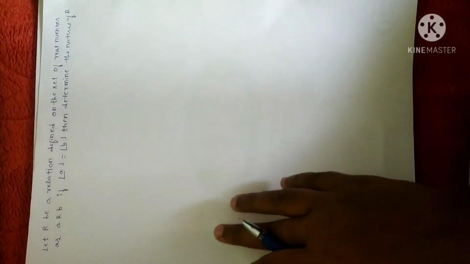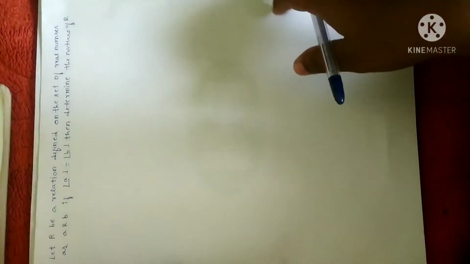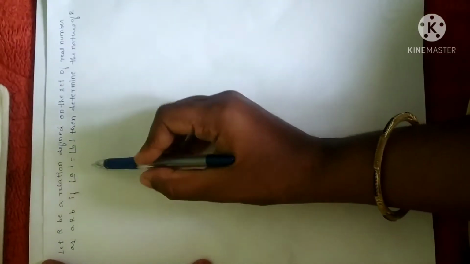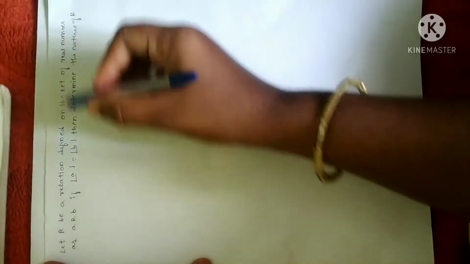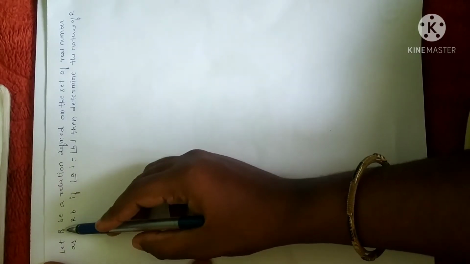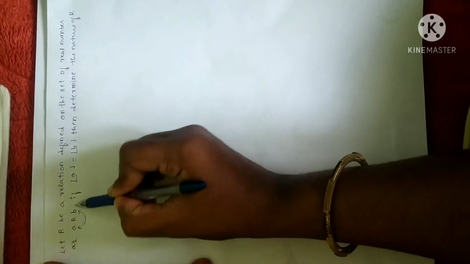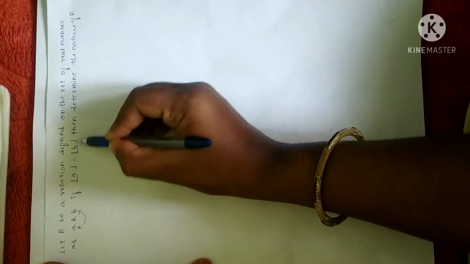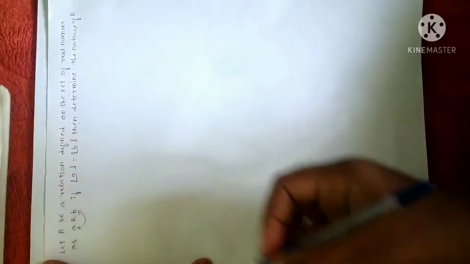Hello everyone. In this module, let me continue the word problems of deciding the nature of a relation. Now, let us look at the question. Let R be a relation defined on the set of real numbers as: A is related to B if the floor of A is equal to the floor of B. Then determine the nature of relation R.